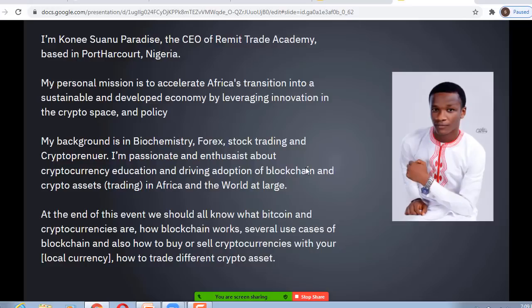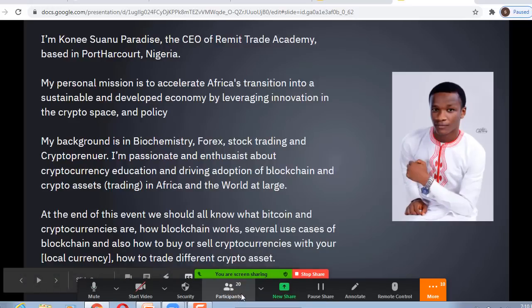At the end of this event, you'll be able to know what Bitcoin is, what cryptocurrencies are, how blockchain works, several other use cases of blockchain, and how to buy and sell cryptocurrencies with your local currency. In fact, that's the most important thing: how you can use your Naira to buy cryptocurrencies. Very important. I will show you how you can deposit your Naira and use it to purchase some cryptos.